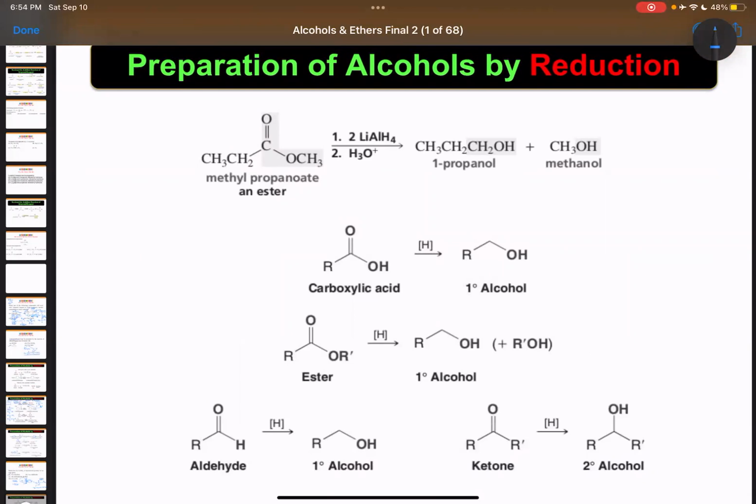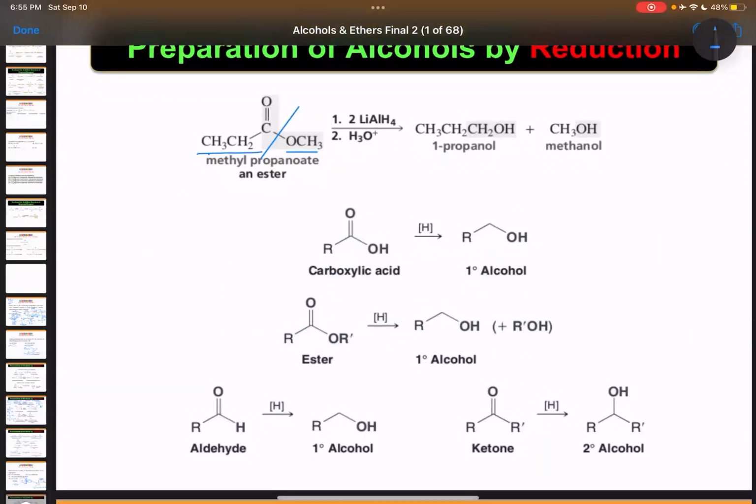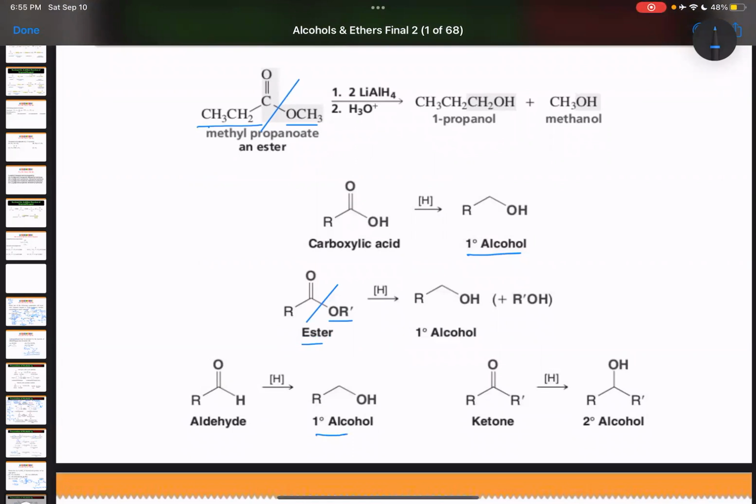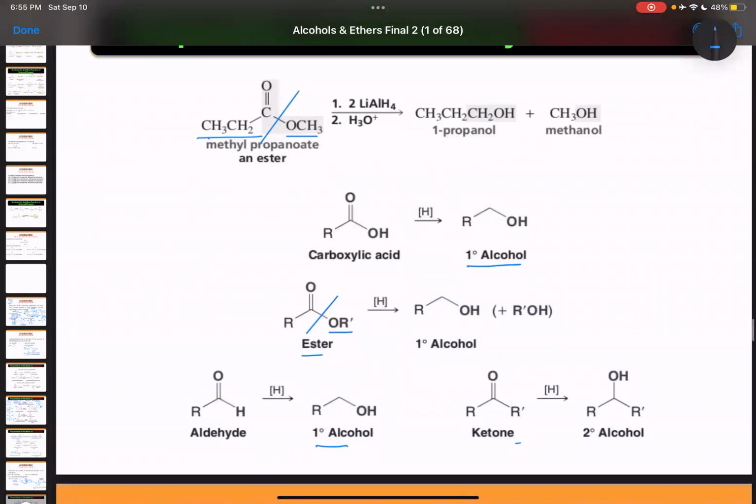That's what we discussed just now. So this is going to be the methanol, and the left hand portion is going to be the propanol. Carboxylic acid is going to give you primary alcohol. Ester is going to give you two alcohol molecules. They can be either same or different, depending upon the nature of the ester group. Aldehydes will give primary alcohol, and ketones will give secondary alcohol. And this is the summary of the reduction.